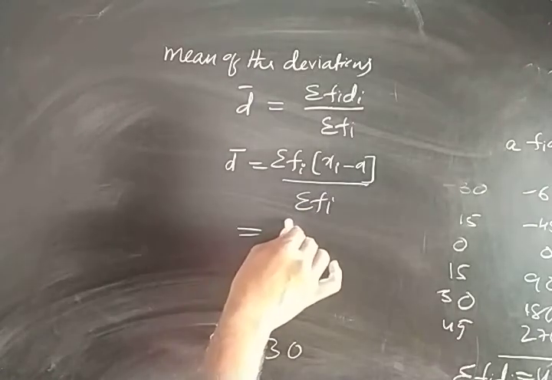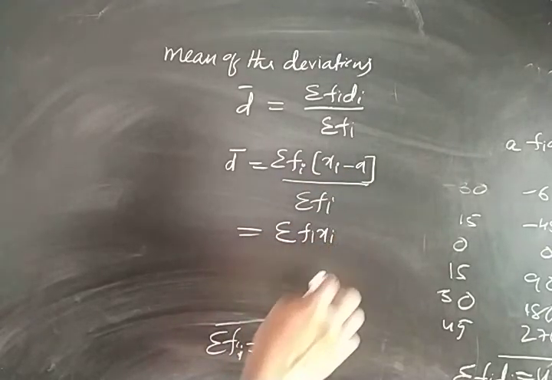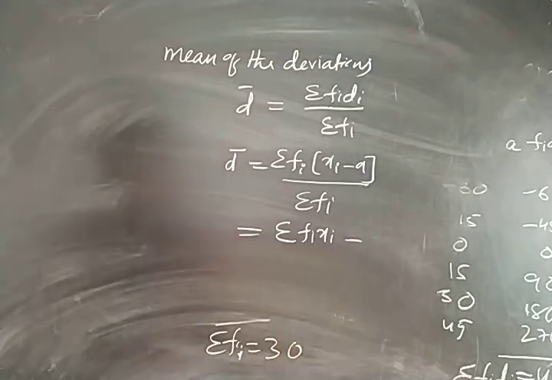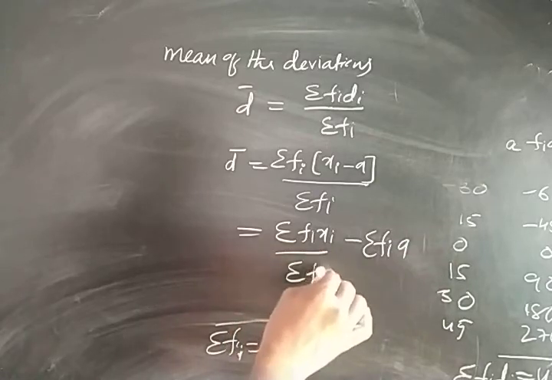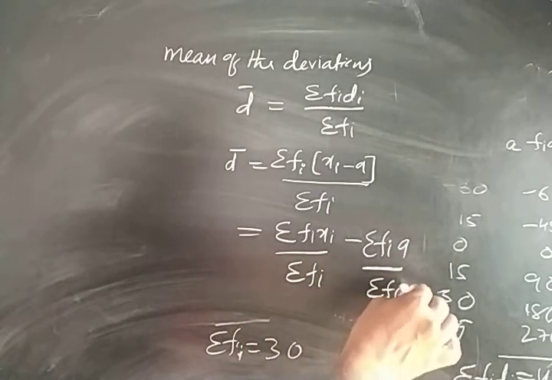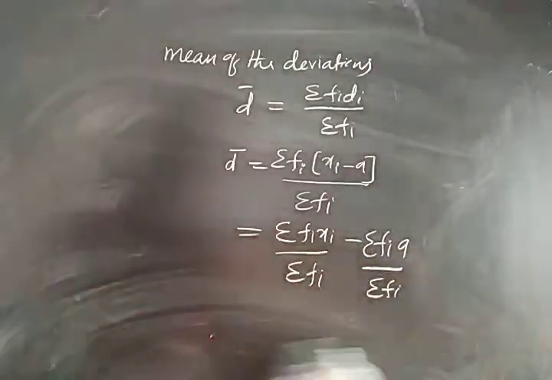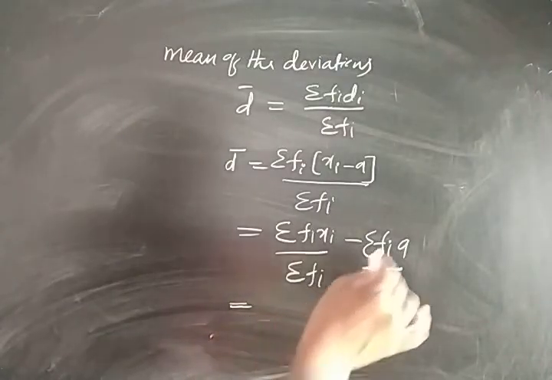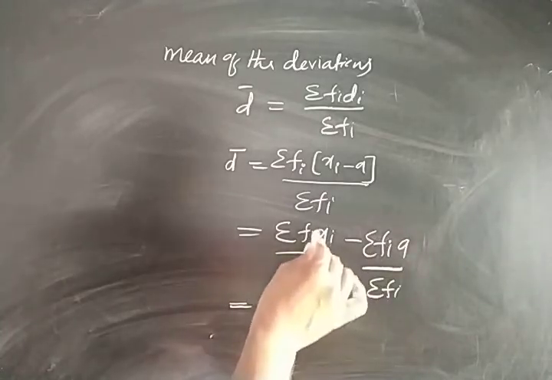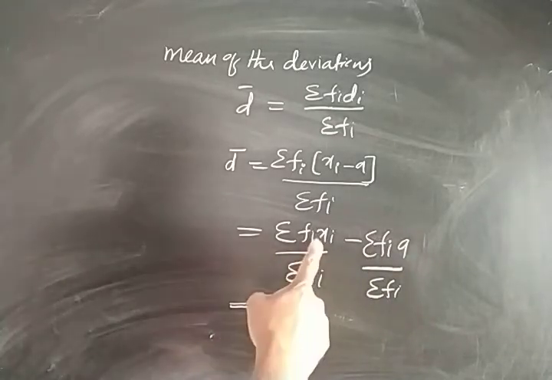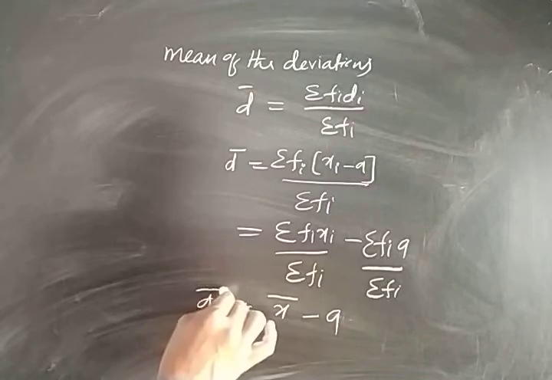Okay, that implies by separating this, you will get summation Fi into xi minus summation Fi into a by summation Fi, and separating the denominator also, summation Fi. Okay, remember these values. We have to substitute in the problem. Right. Here summation Fi cancels. Why? Because a is constant, you can take it outside. So summation Fi into xi by summation Fi is x bar, which is the mean of the observations, minus a equal to d bar.